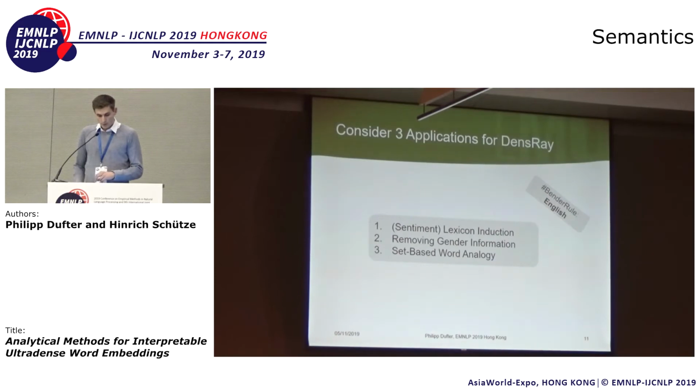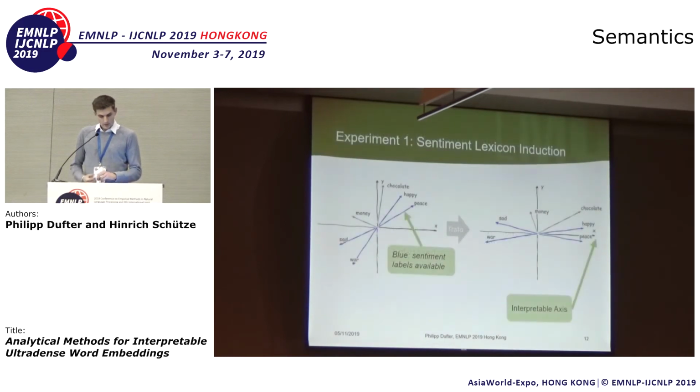So now we also want to verify whether this modification works. We work on English and evaluate on 3 different tasks. The first one is sentiment lexicon deduction. We have an embedding space, and we assume that for the blue vectors we have sentiment labels available. We use our system to obtain a transformation, a rotation, such that the x dimension here becomes actually interpretable.